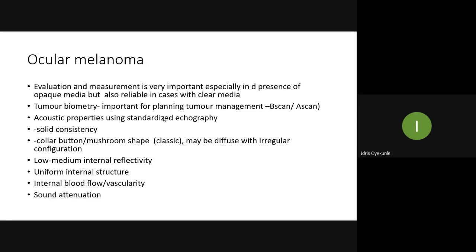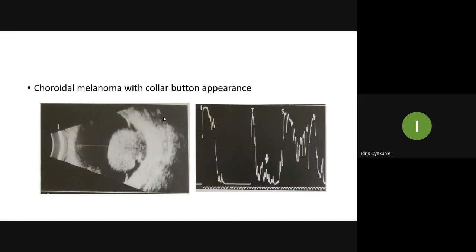In ocular melanoma, the tumor has a solid consistency. It may be shaped like a collar button or a mushroom, or it may even be dome shaped, and it may have a diffuse configuration, depending on the presentation. Usually there's low to medium internal reflectivity, and the lesion displays a uniform internal structure, so you don't see variability in spikes. There could also be sound attenuation, and internal blood flow and vascularity.